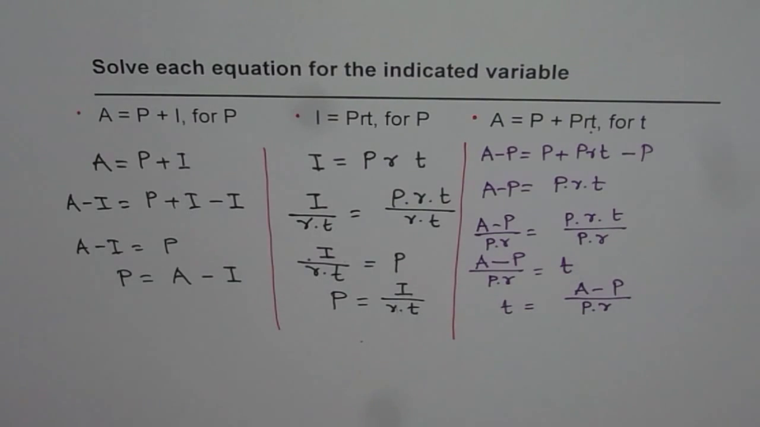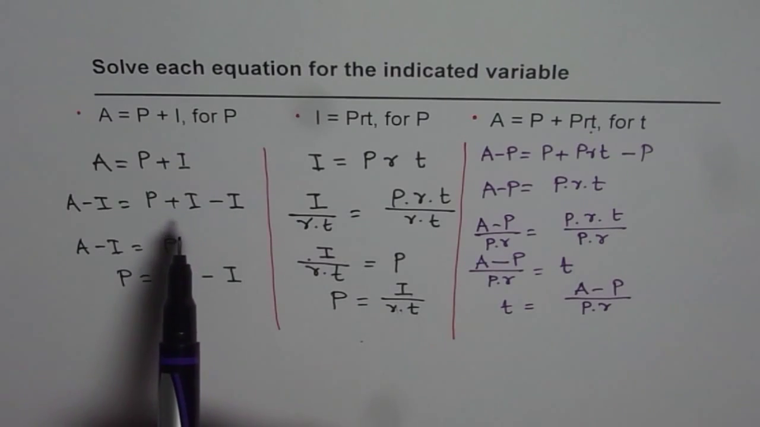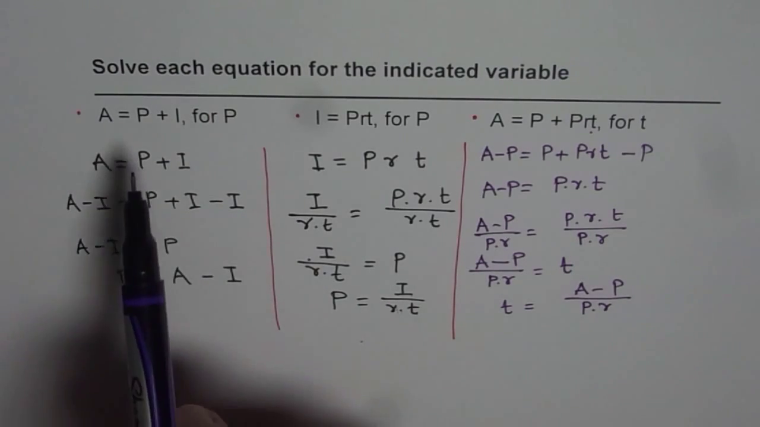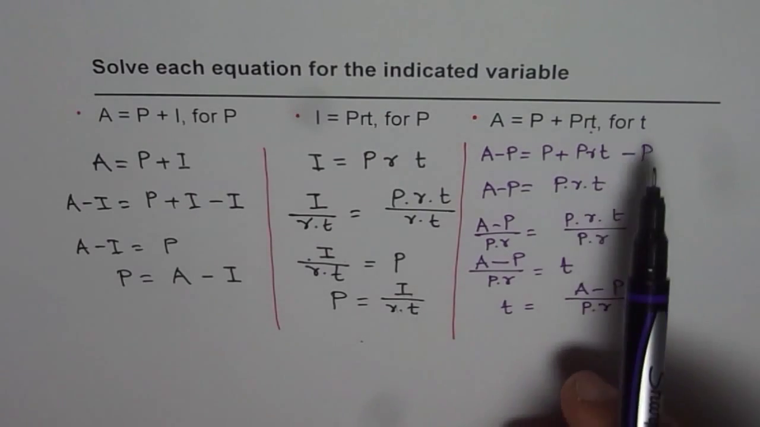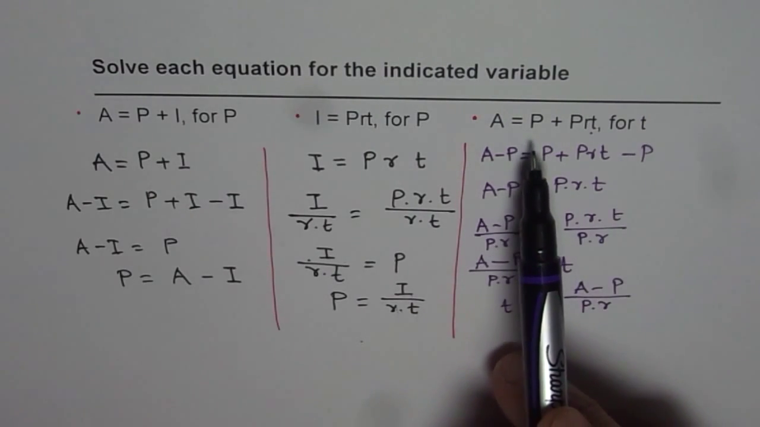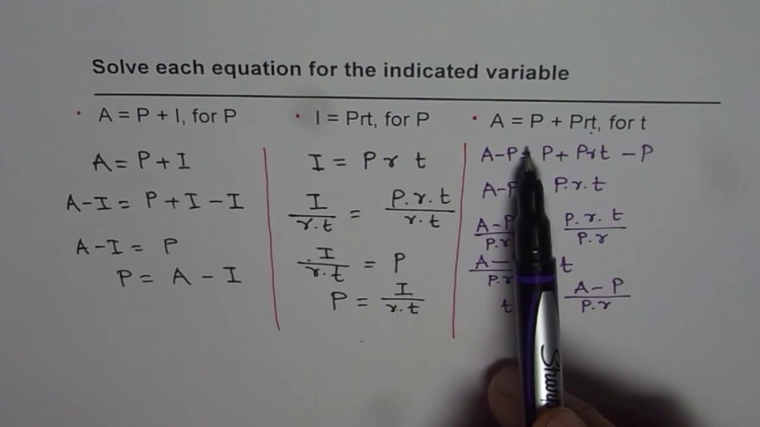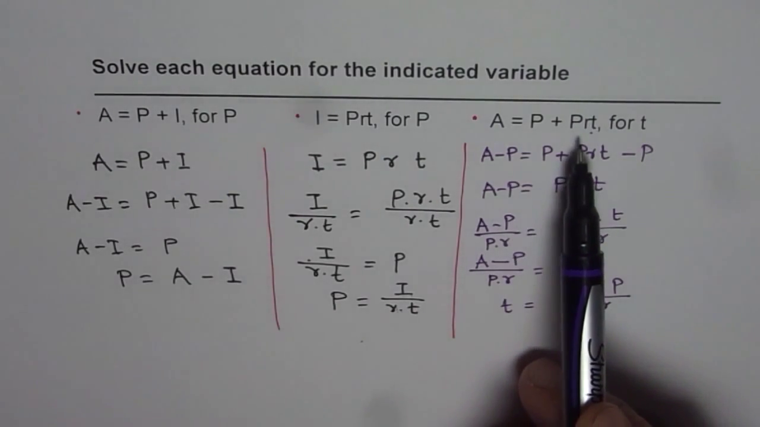So let us review how we really isolated the given variable. In the first case it was addition, so we did subtraction of interest from both sides and isolated P. In the second case it was multiplication of P with R and T. We divided both sides by R and T to isolate P, the principal amount. In the third case we wanted to find time. So here we had both the things. So first we did take away and then we divide.